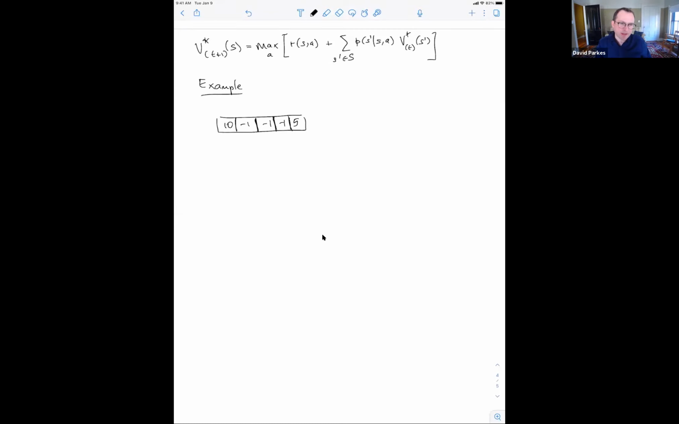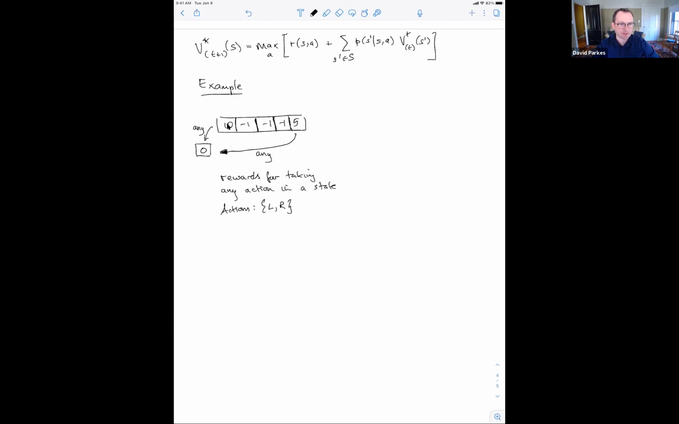This is a world with 5 locations. Also, I think it's helpful to think about there being a location with 0 reward that we reach after taking any action from this state or this state. What are the numbers that I've written down here? These are the rewards for taking any action in a state. What are the actions? Left or right?